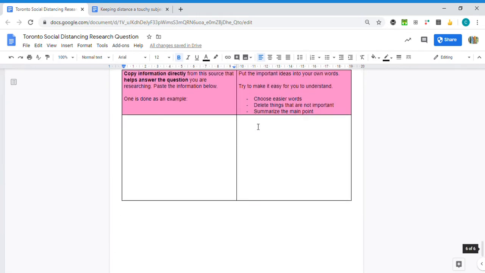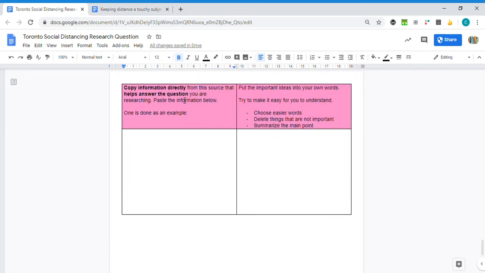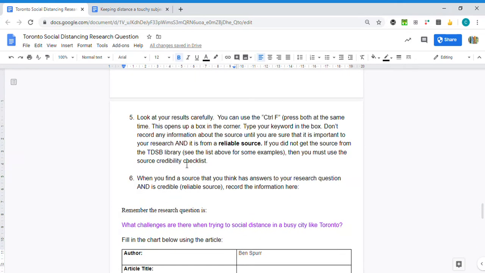But the most important thing we're going to work on is how do we know what information from the article is actually going to help us answer the research question. I'm going to repeat that. What information from the article is actually answering our research question? So before I do that, I'm going to have to look at our research question.